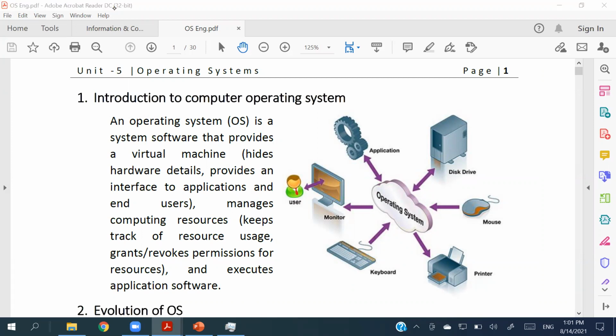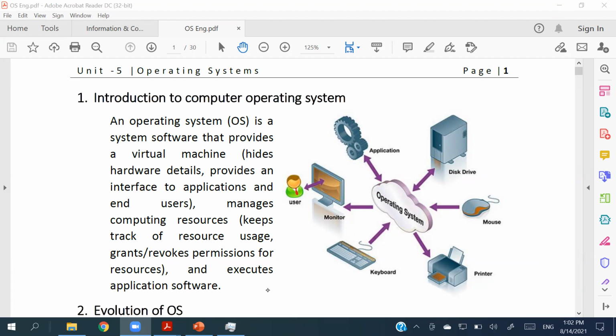The aspect of the operating system and why it is there, right? All right. Okay. All right.